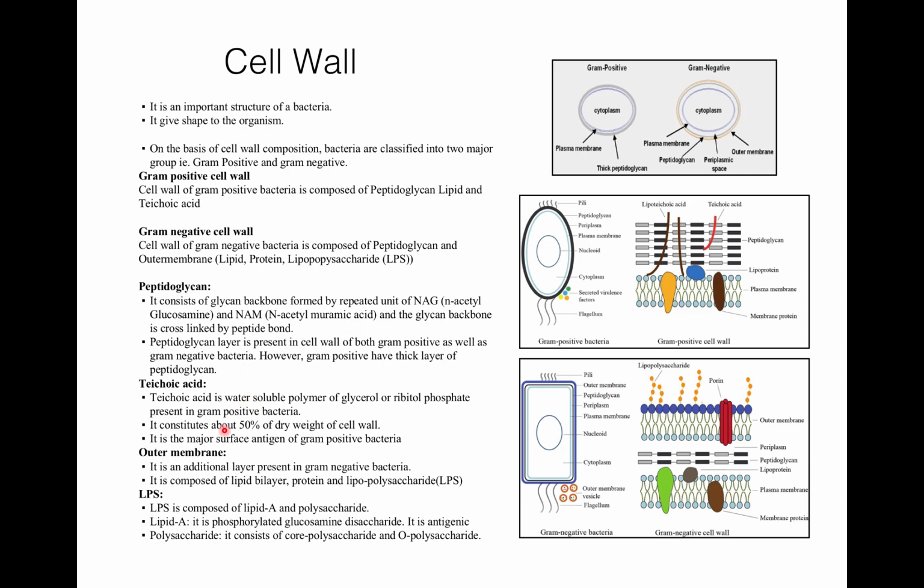Now moving to teichoic acid. Teichoic acid is a water-soluble polymer of glycerol or ribitol phosphate, and it is present in gram-positive bacteria. So here you can see teichoic acid.